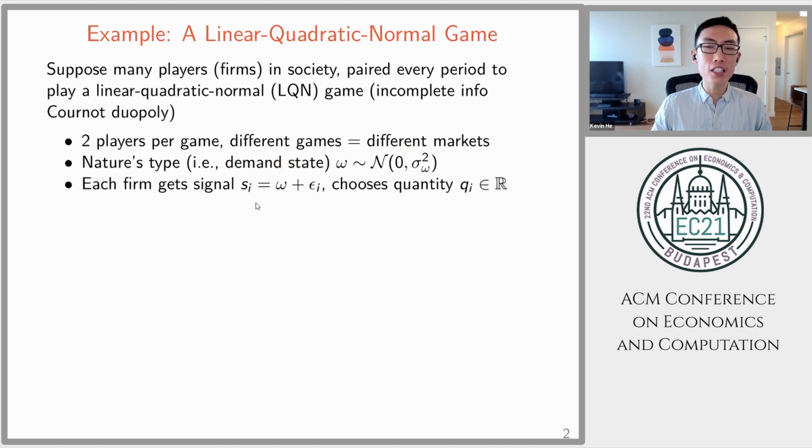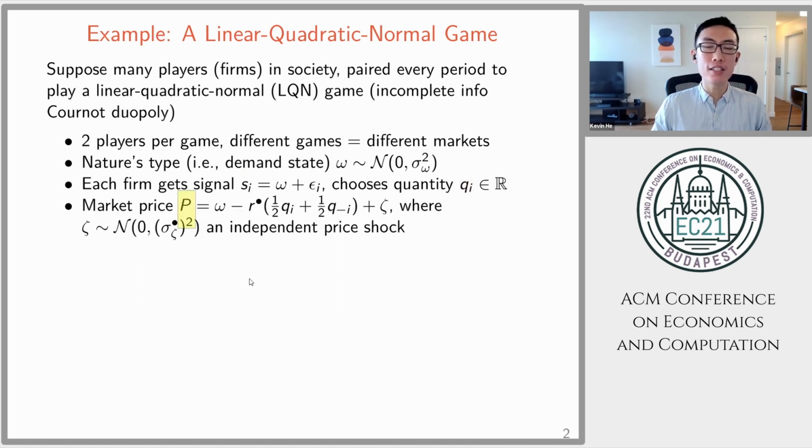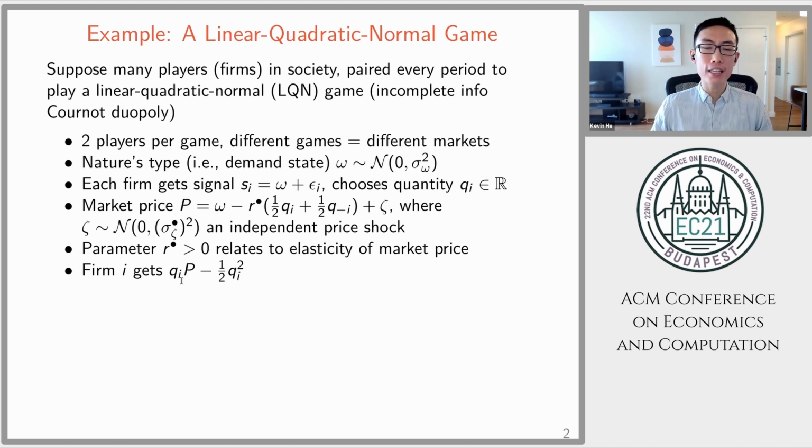Each firm gets a signal about nature's type, and so signal S_i is equal to the true type, the true demand state, plus some error term. After observing the signal S_i, the firm then chooses a quantity to produce. A market price P is then realized as a function of the true demand state, as a function of the average production among the firms, and depending on this exogenous price shock. This parameter r here is the elasticity of market price. It tells you as the firms increase their production, how quickly does market price decrease. The ith firm gets a payoff that's equal to its production times the market price minus this quadratic production cost.